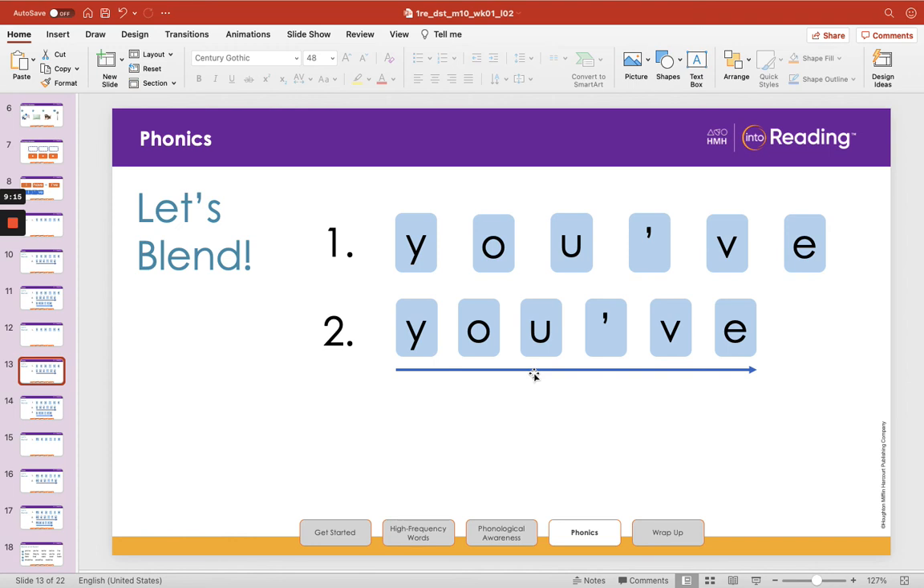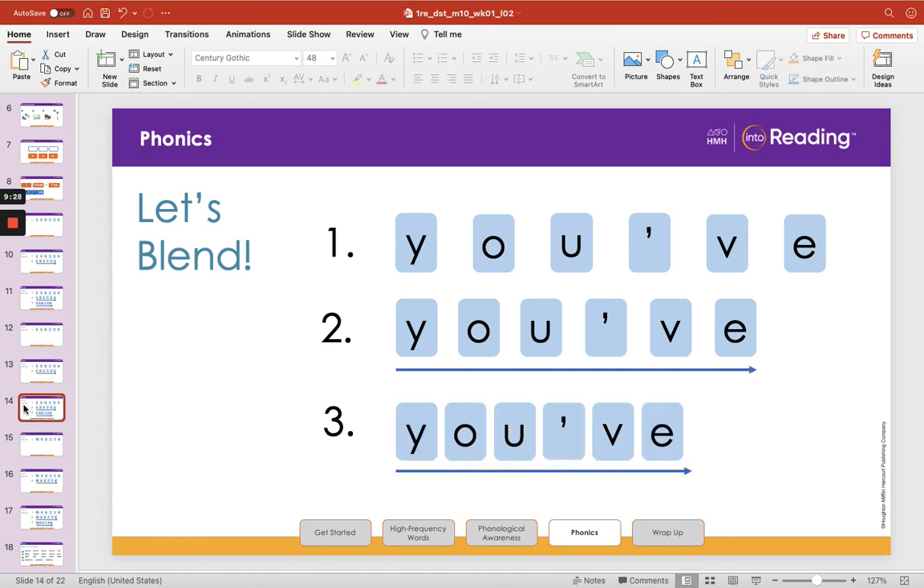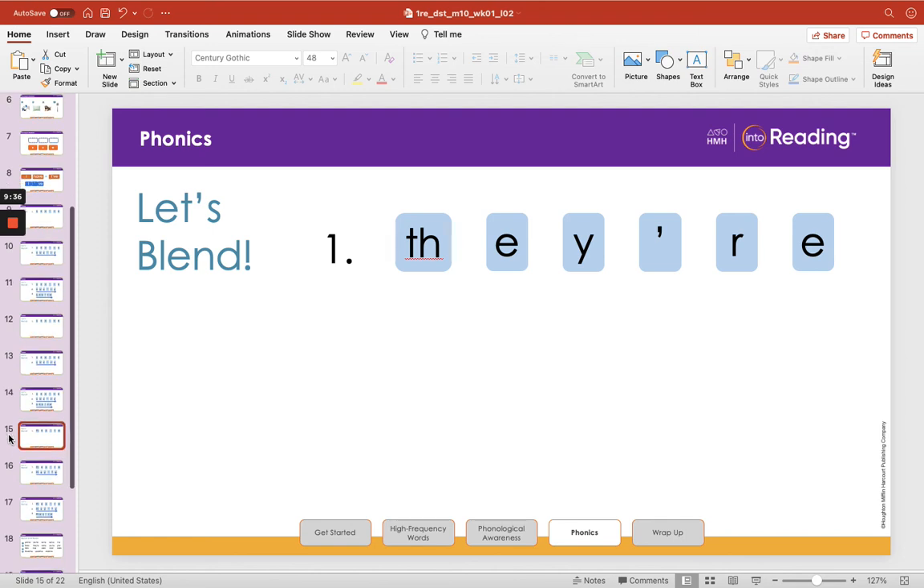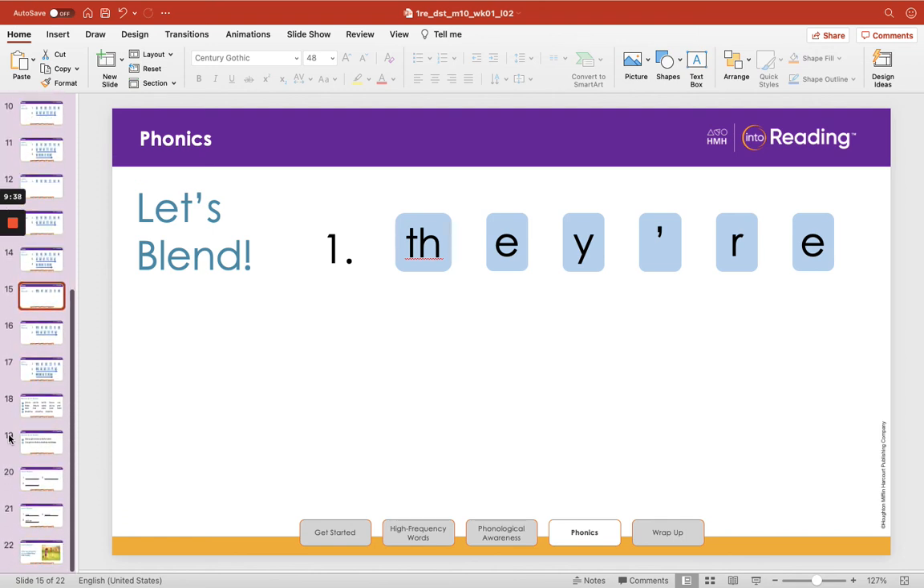So what two words make up this contraction? You and have. The apostrophe takes the place of the H and the A. You've. You've means you have. So look at my line 3. We can read the word together. You've.